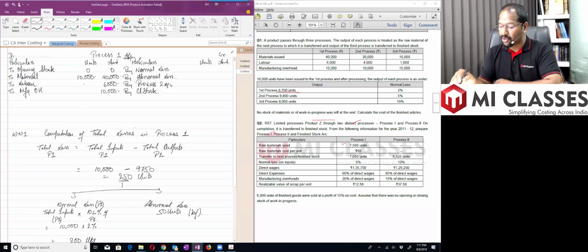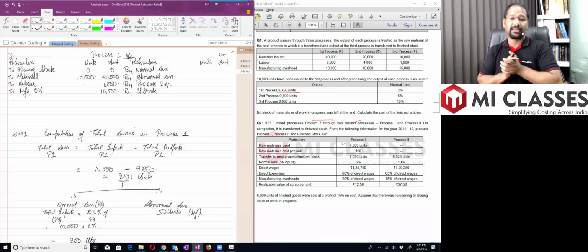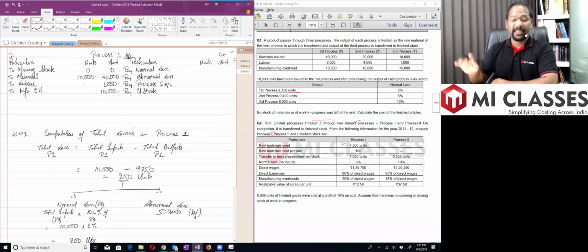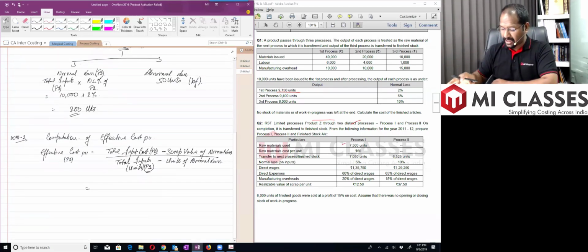But if it becomes abnormal gain, it comes on the debit side. A lot of times I have seen students adding the cost of abnormal gain. Remember, I am talking about total cost, not gain. How can gain be a cost? How can gain be included in the calculation? Remember, abnormal gain will never be included in my total cost calculation.